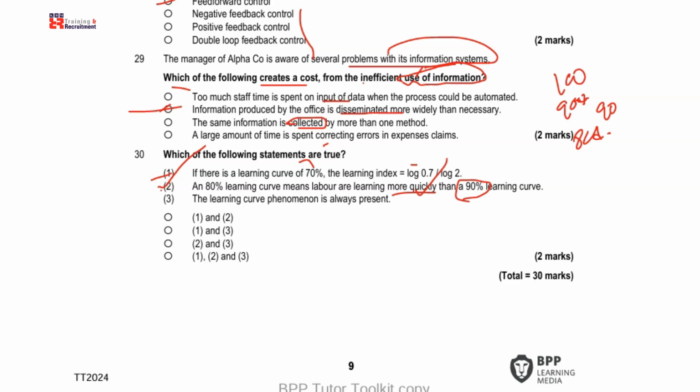Number 3, the learning curve phenomenon is always present. This is one of the limitations of the learning curve. So 1 and 2 is our answer.